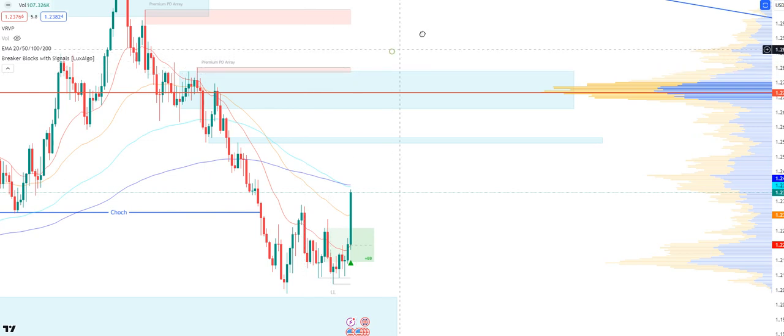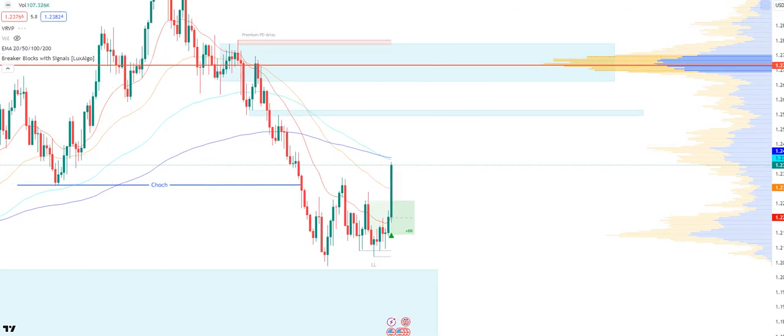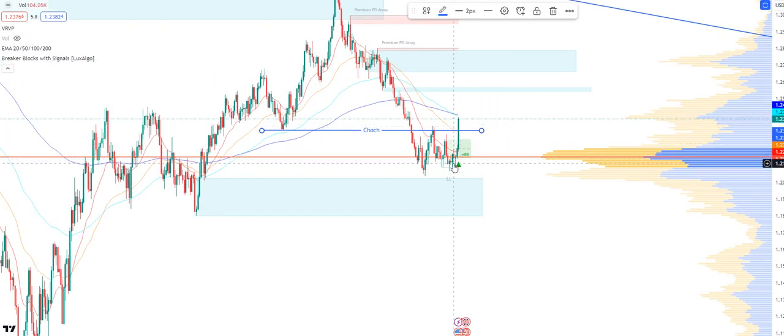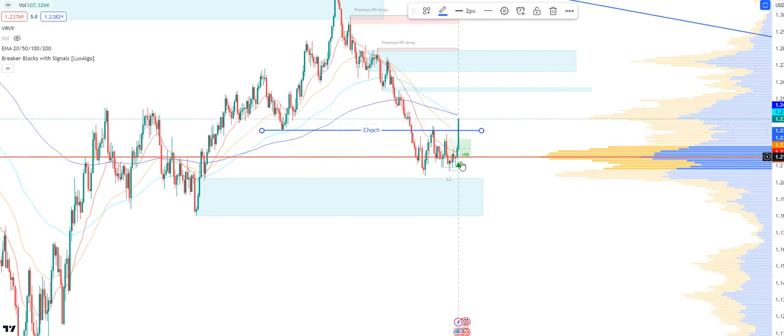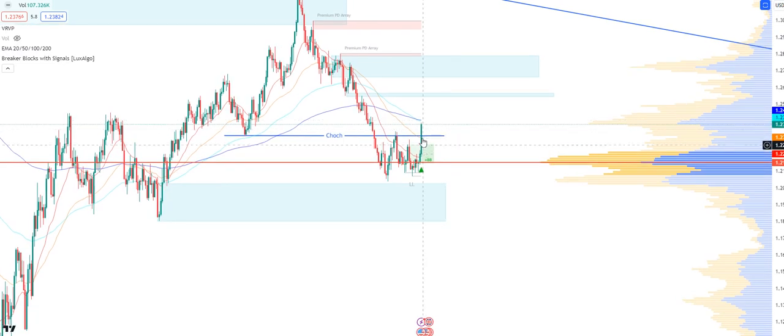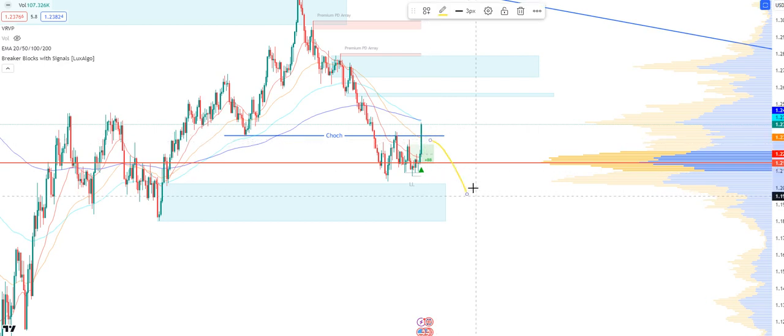Okay. Now, what has happened? Price has closed above this change of character. Okay, so I ideally want to see further pullback down, further rejection from here and go down, but we didn't see that. So price went up ahead.